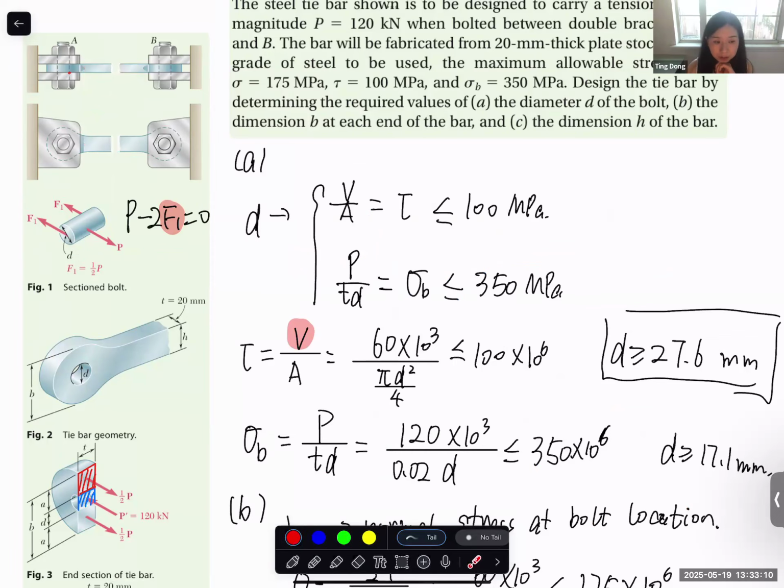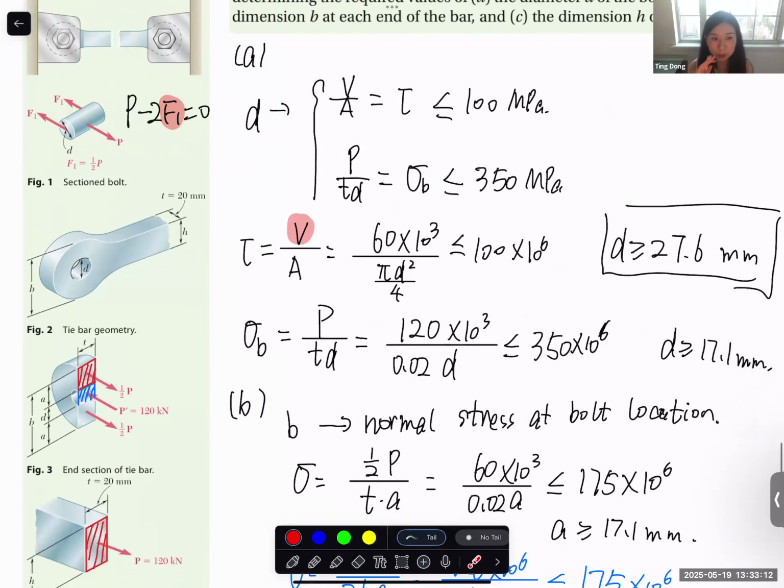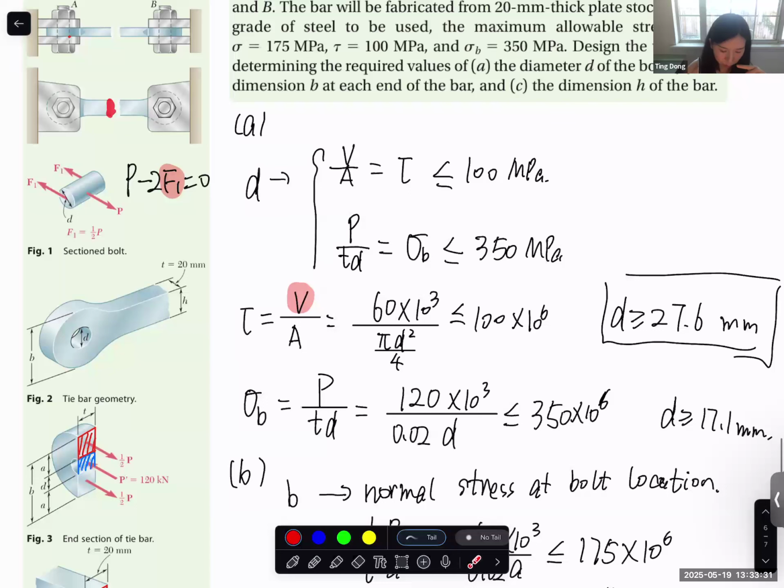And you also can see that for the normal stress, we actually check two cross-section areas. One is here in the step C, and in step B, we checked here. So we want to make sure that it will not fail here or here because of normal stress. Any other question?